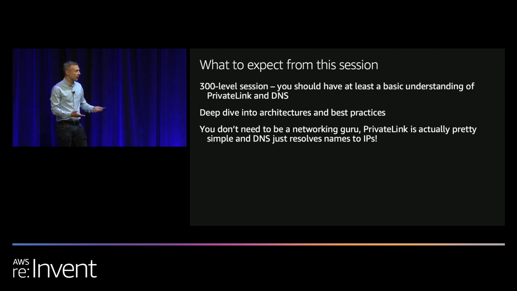The good news here is you don't need to be a network guru. In fact, if you know how to do an API call, you probably understand PrivateLink better than a traditional network engineer. And then adding on that DNS part to that as well, and just sarcastically, DNS is simple. All it does is resolve names to IPs. Anyone who's stood up a DNS server knows that that's not the case.